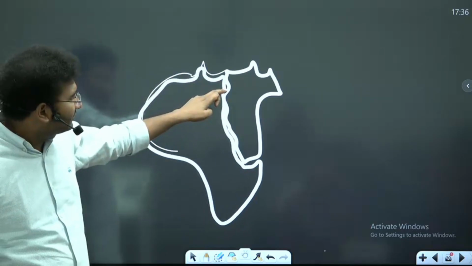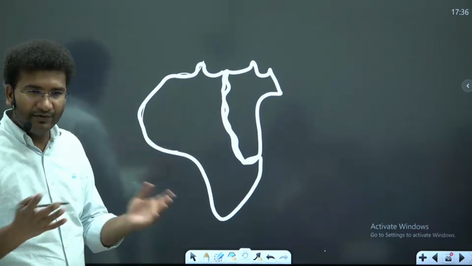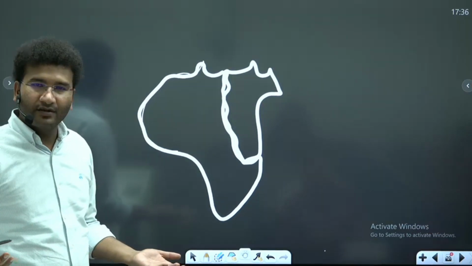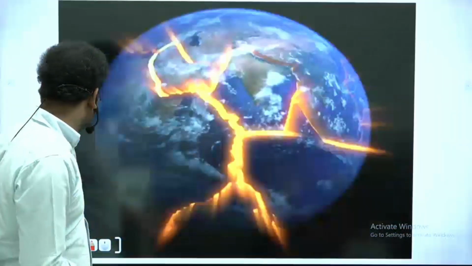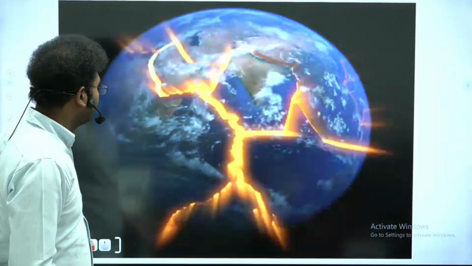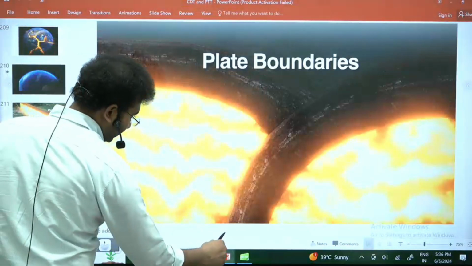Now, when Africa got separated into two parts, what happens to Africa? In between, what do you see? In between, you will find oceans. Let me show it to you. Yes, very good question.